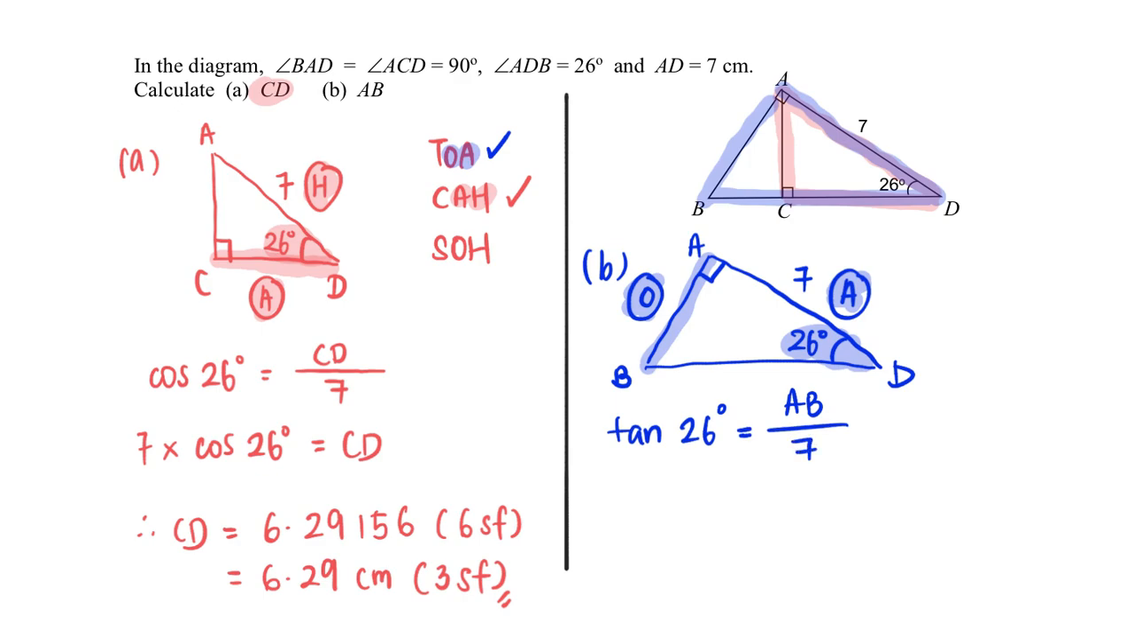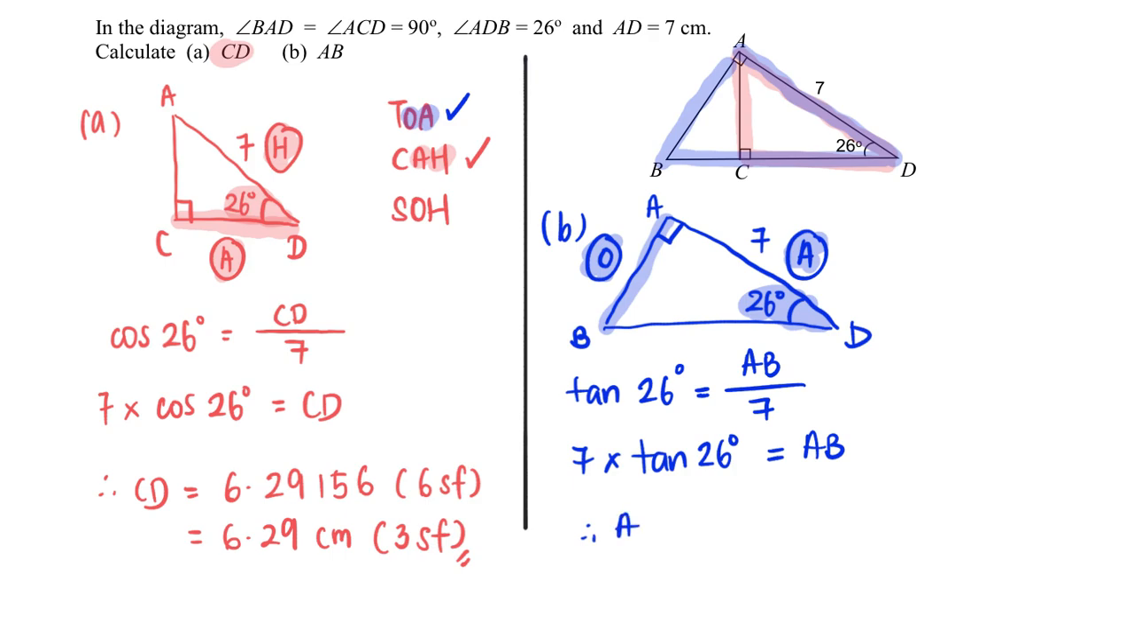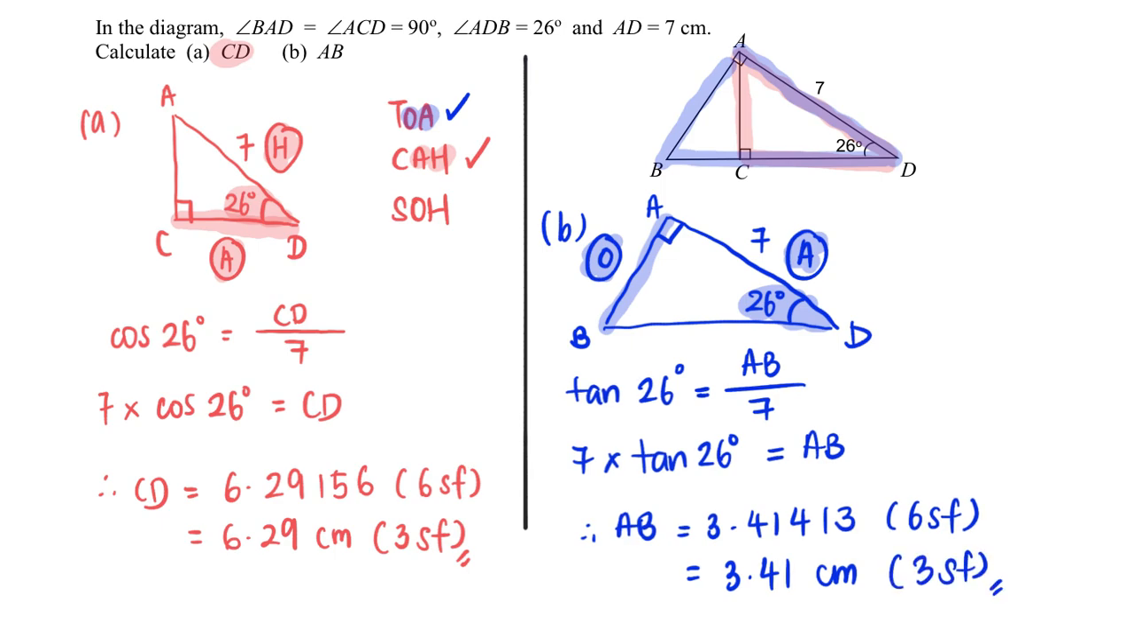And so, to find the length AB, I simply just need to multiply 7 by tangent 26 degrees. And I press my calculator. And so this will give me a value of 3.41413 to 6 significant figures, followed by the final answer to 3 significant figures, and we are done.